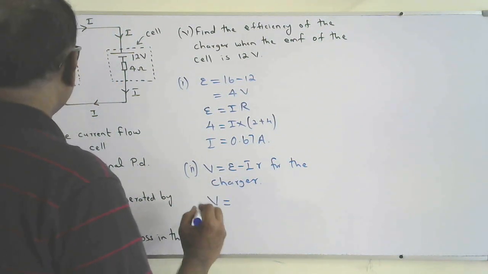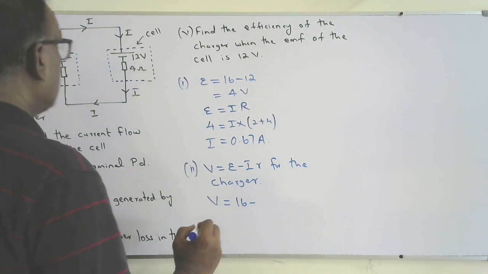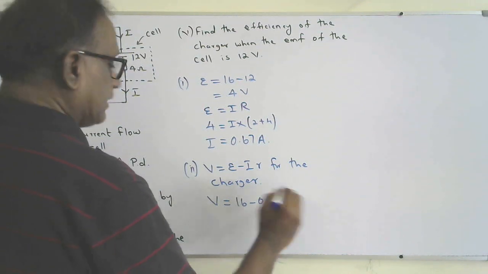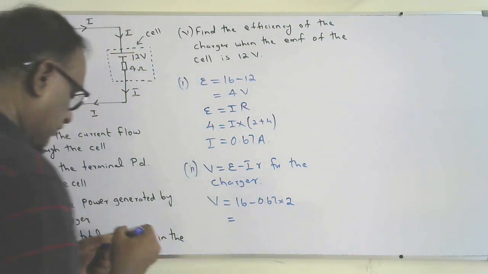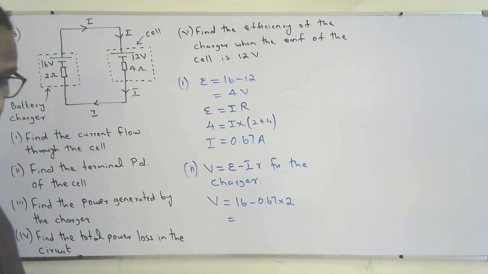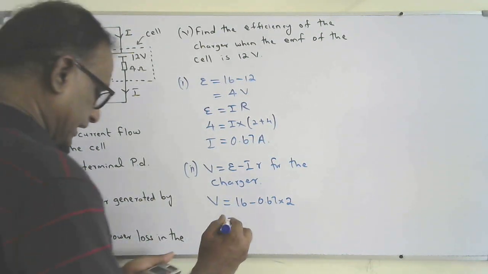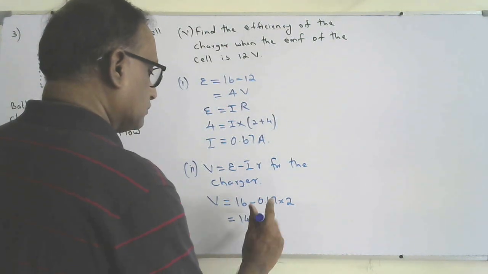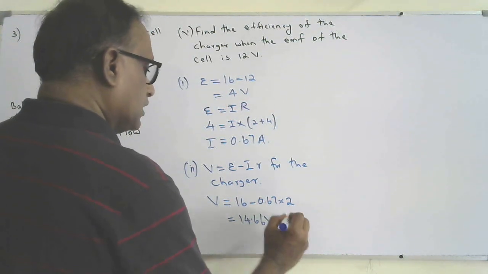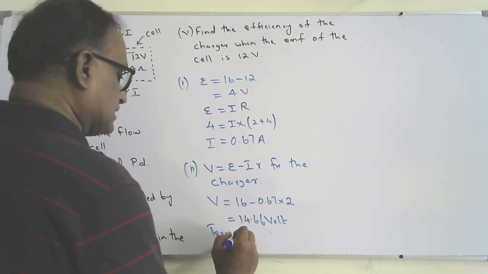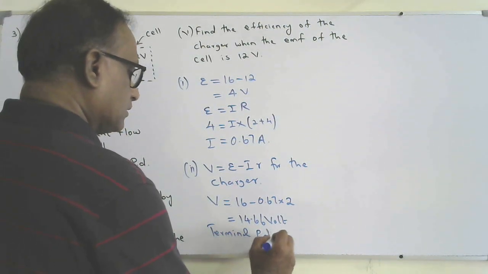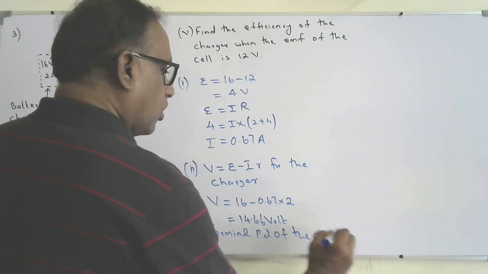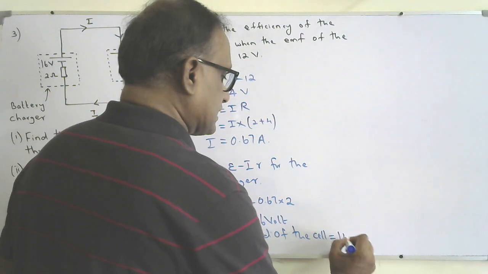So V equal EMF, 16, minus I, 0.67, times resistance 2. Solve it. That will be the terminal potential difference of the charger. That will be 14.66 volt. So the terminal potential difference of the cell is also the same, 14.66.